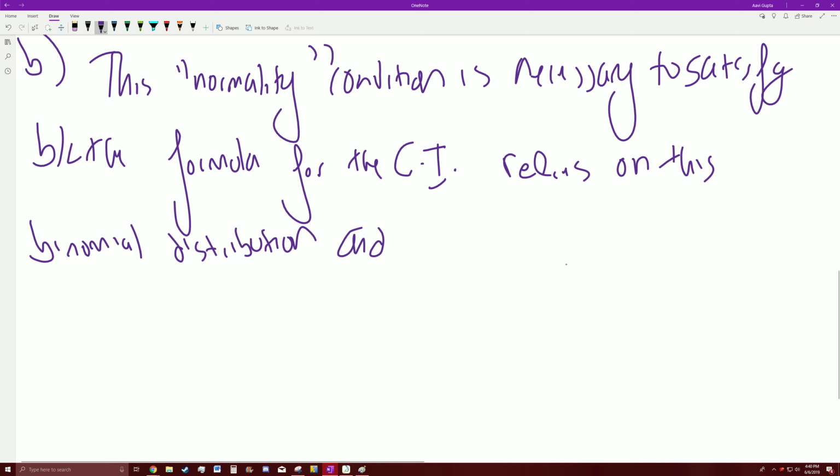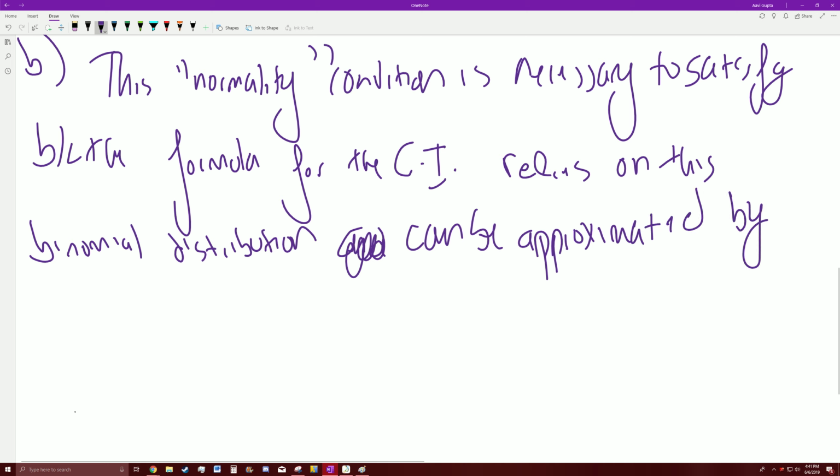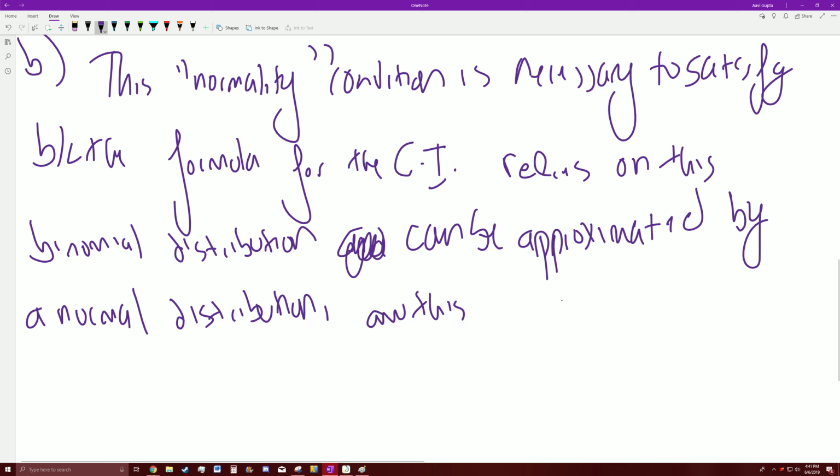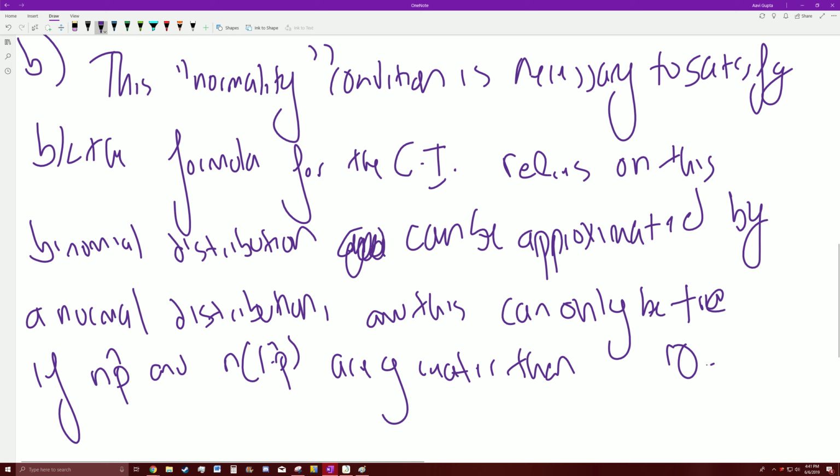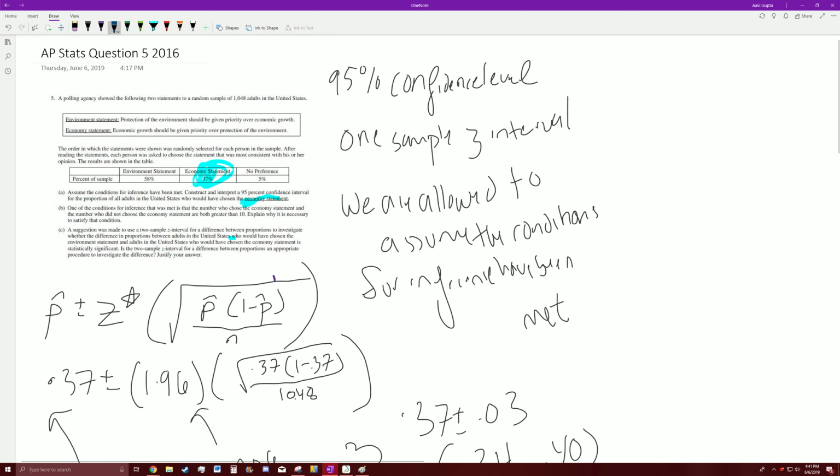The binomial distribution can be approximated by a normal distribution, and this can only be true if n p hat and n times 1 minus p hat are greater than 10. Okay, that's part B done, a possible answer to that. Now, let's see part C.